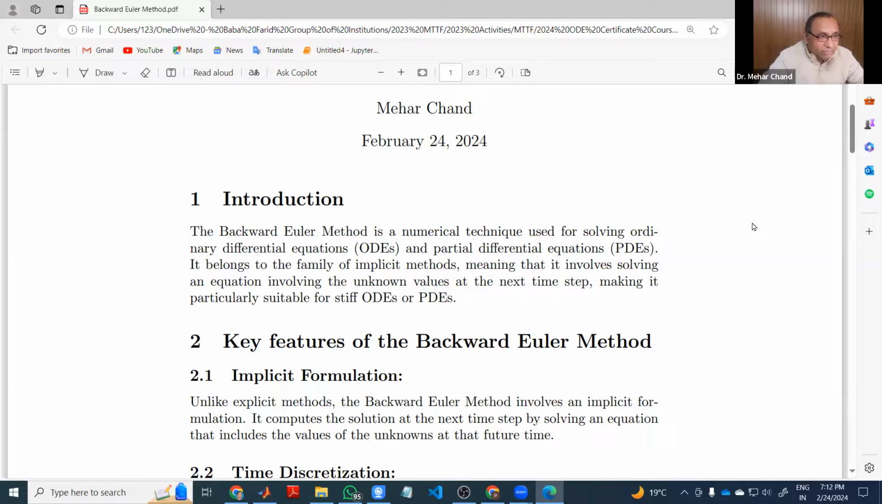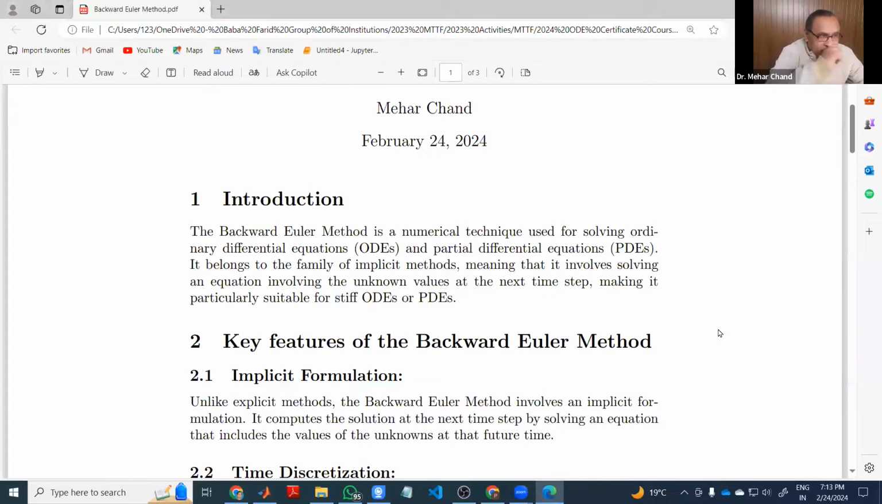Before starting, I would like to ask you, what do you mean by stiff ODE or PDE problems? Anyone can let me know what the stiff type of problems are? Which type of problems are known as stiff problems? Can you please explain, anyone? Okay, no problem. We will discuss it in detail with the example.